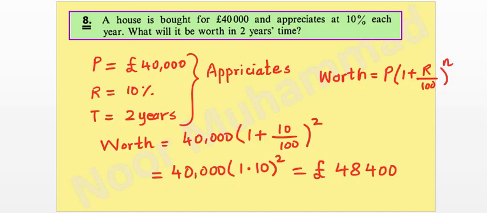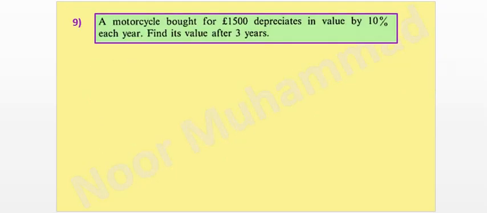So after 2 years the worth of the house will be £48,400. Let me highlight it for you. So this is the answer. Here's the formula that I used. Look at the next problem.